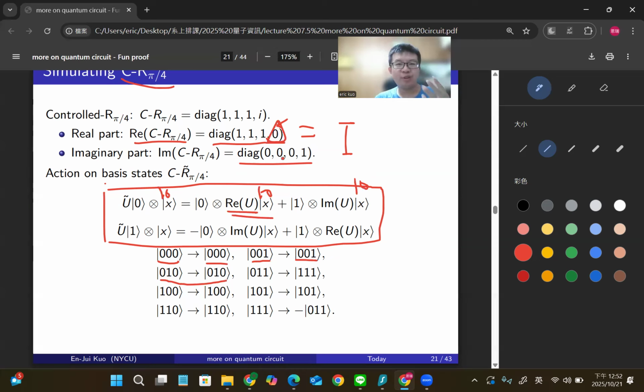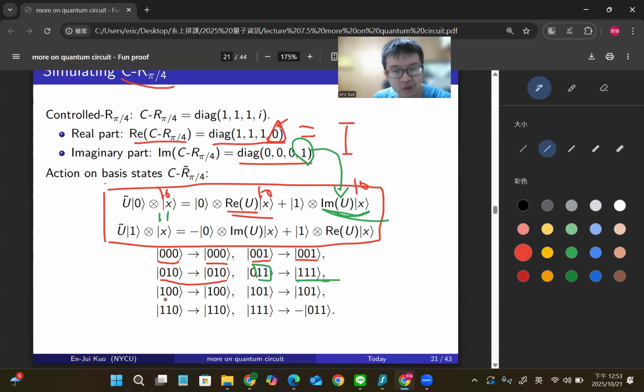So the only non-trivial part is when the first bit is 1 and the last two bits are 1, 1, right? Because then there's no real part, but you get an extra imaginary part, which is 1. So you get 1, 1, 1, 1, 1. You can just use this formula.